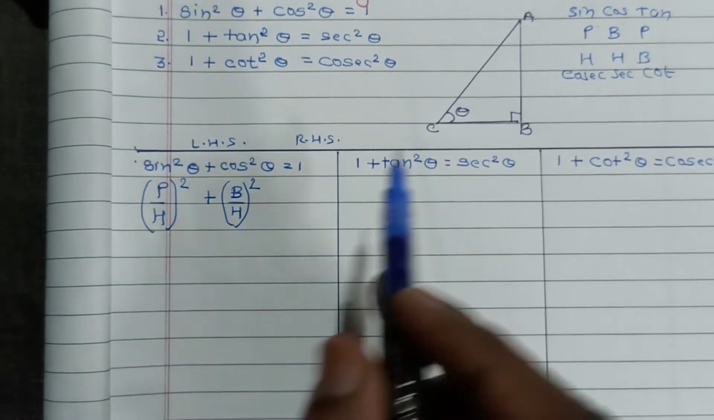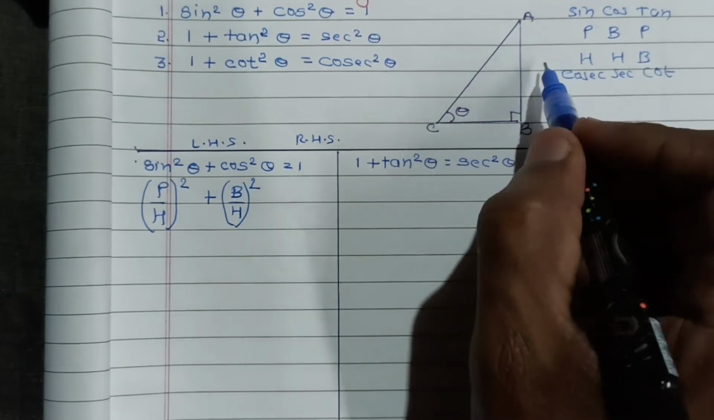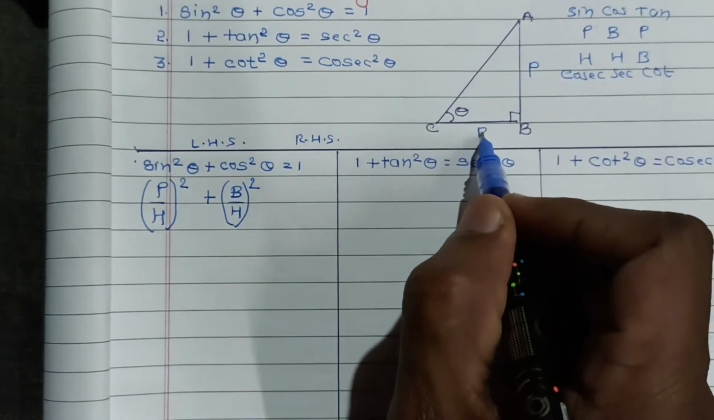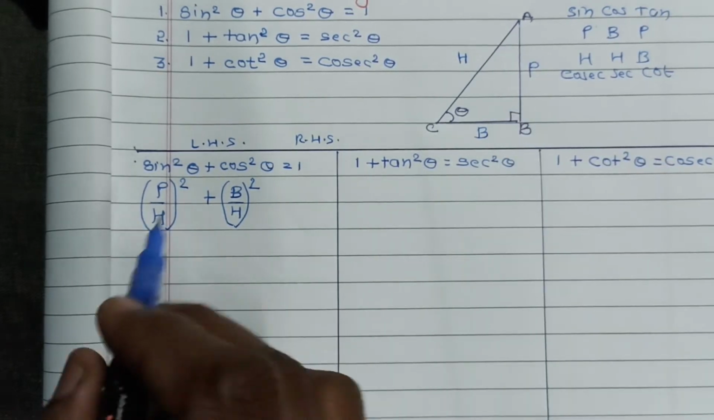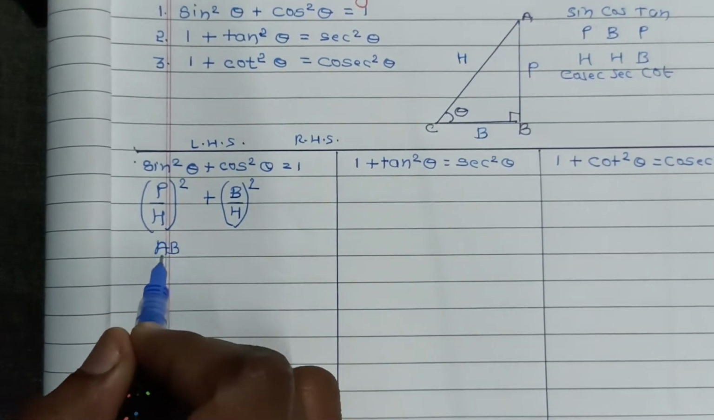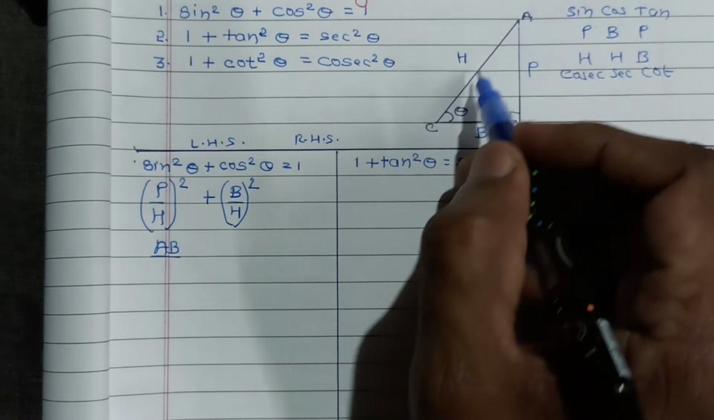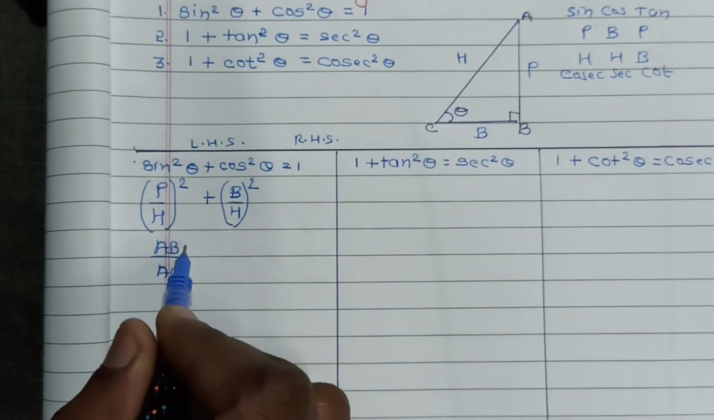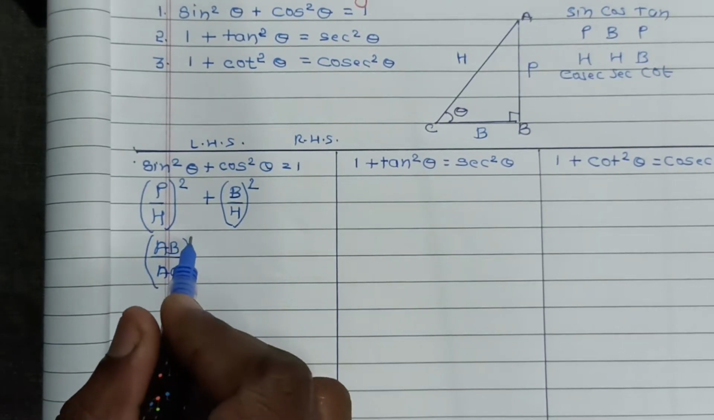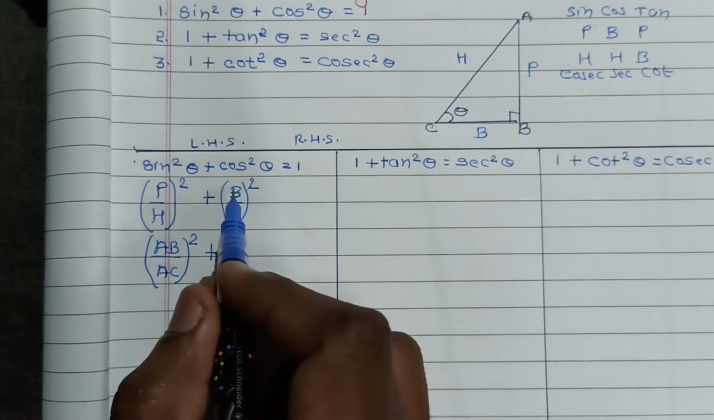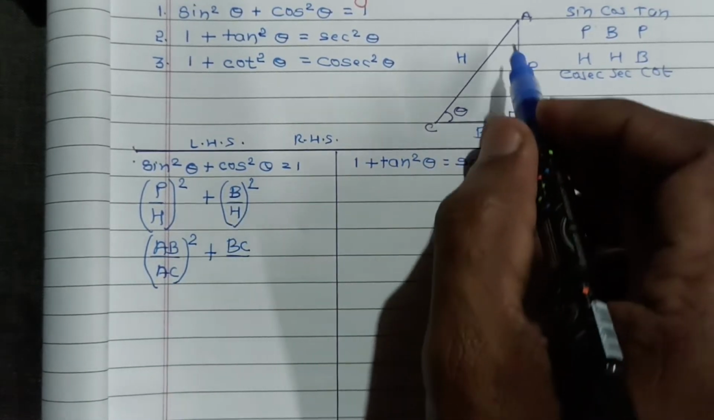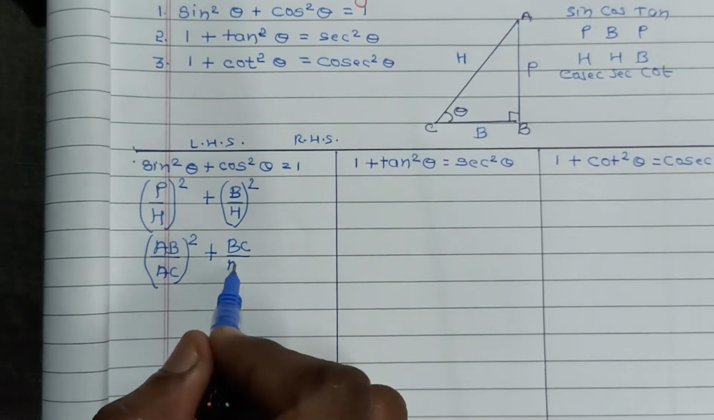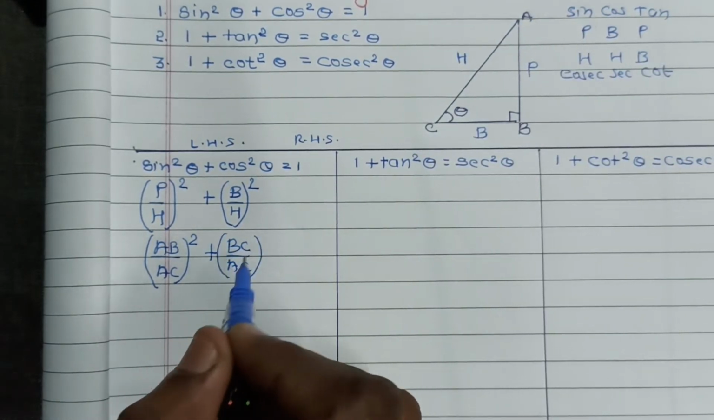What is perpendicular for this given figure? So this is perpendicular, this is base, and this is the hypotenuse. So what is perpendicular here? AB. So AB divided by, what is the hypotenuse here? AC. And this is whole square. Plus, what is base here? BC. And hypotenuse is AC. And this is whole square.